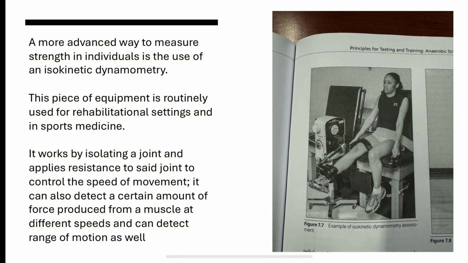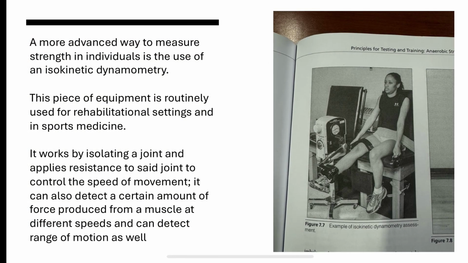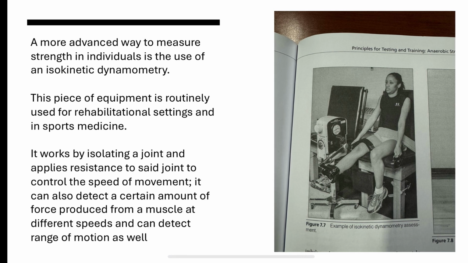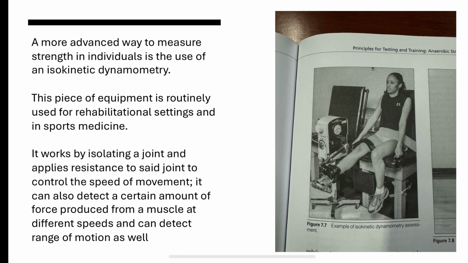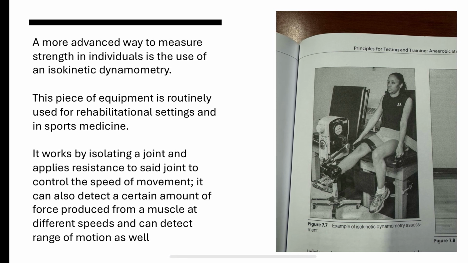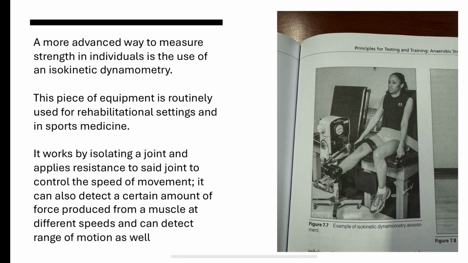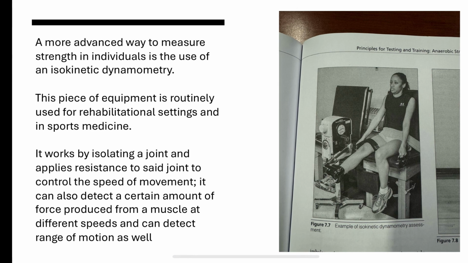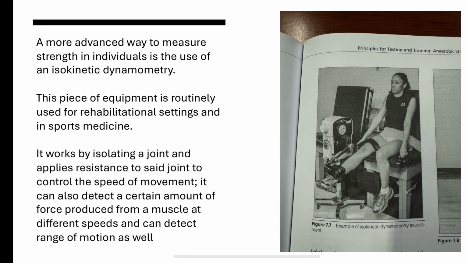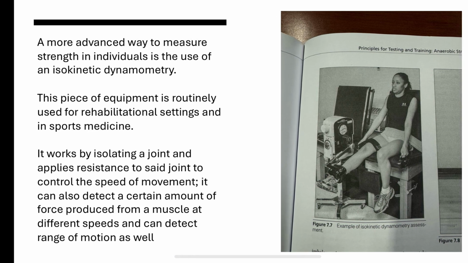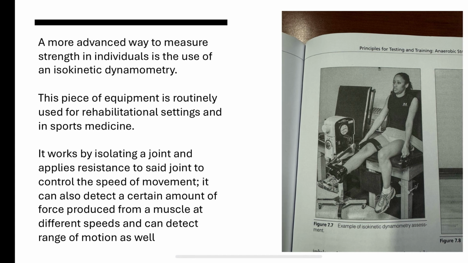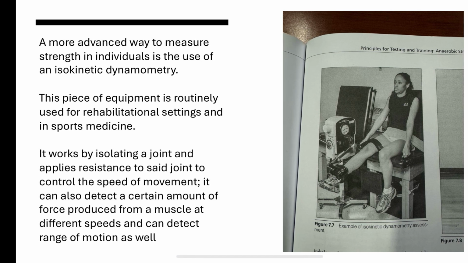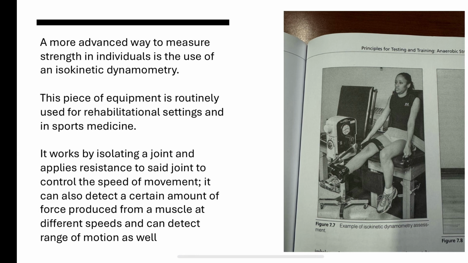A more advanced way to assess strength of individuals in rehabilitational settings and athletic training would be the use of the isokinetic dynamometry. This machine's resistance is controlled by an electric or hydraulic control, which basically means it gives the axis of rotation on the machine the ability to measure instances such as torque, measure angles, side to side, or same side imbalances.